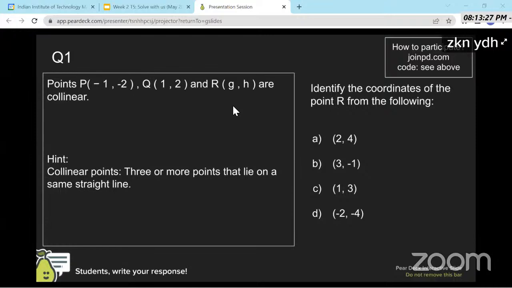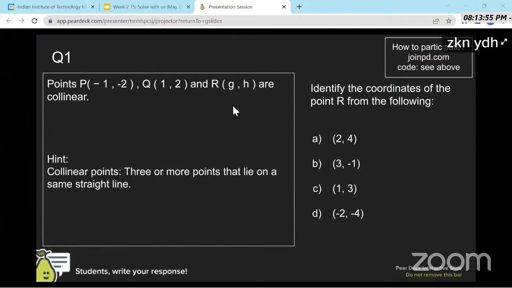Can we plot all the 3 points? As we can see, points -1 and -2 lie on the third coordinate, and 1 and 2 lie on the first coordinate. After watching all the options, only 2 and 4 satisfy the collinearity property of these 3 points, right? But how, by drawing on the Cartesian plane? You can see only 2 and 4 lie.